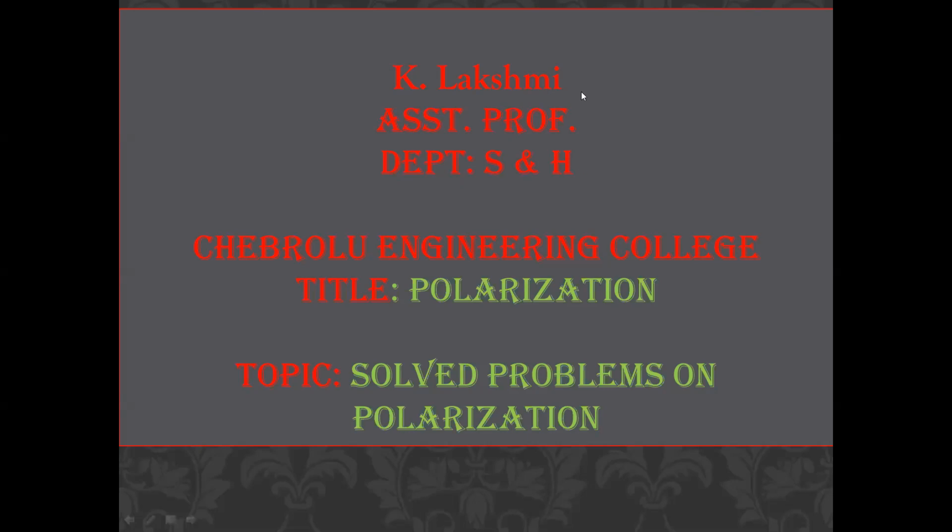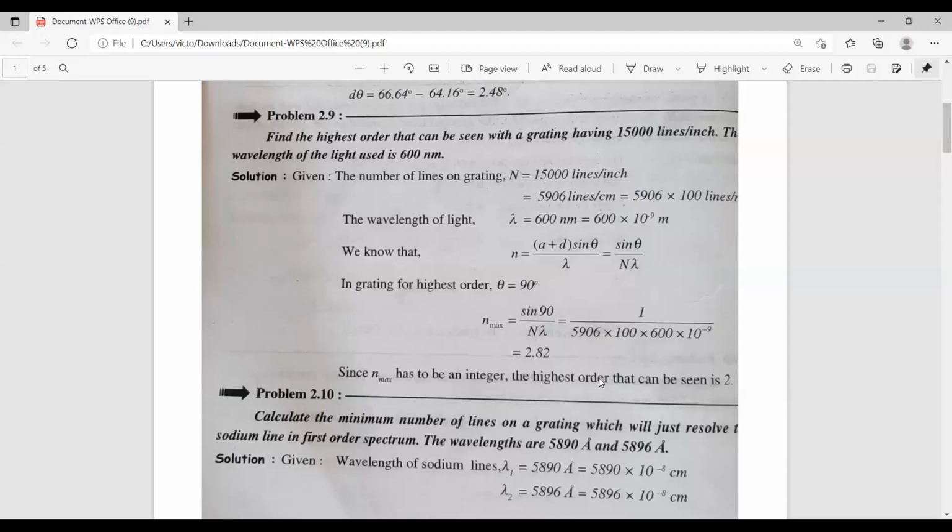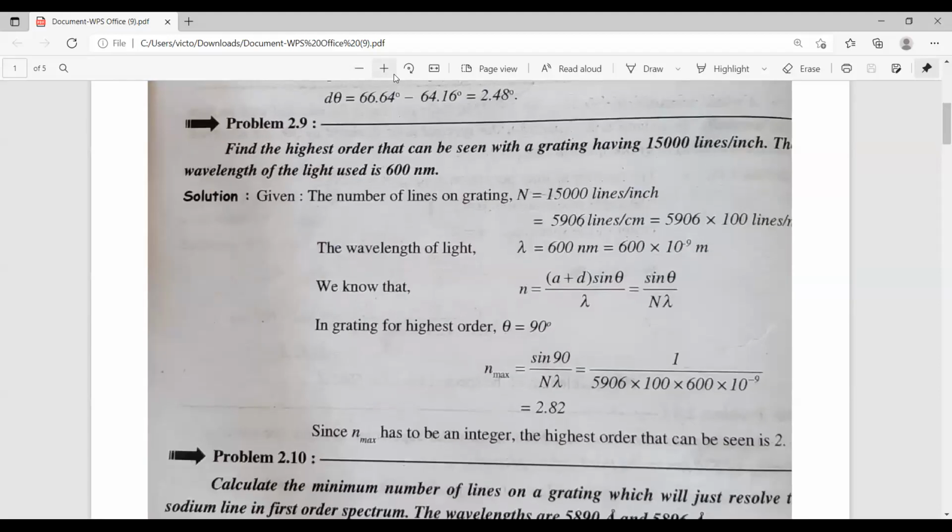Title, Polarization. Topic, Solved Problems on Polarization. In the last session, we discussed the problems on diffraction and some more problems on the diffraction topic.